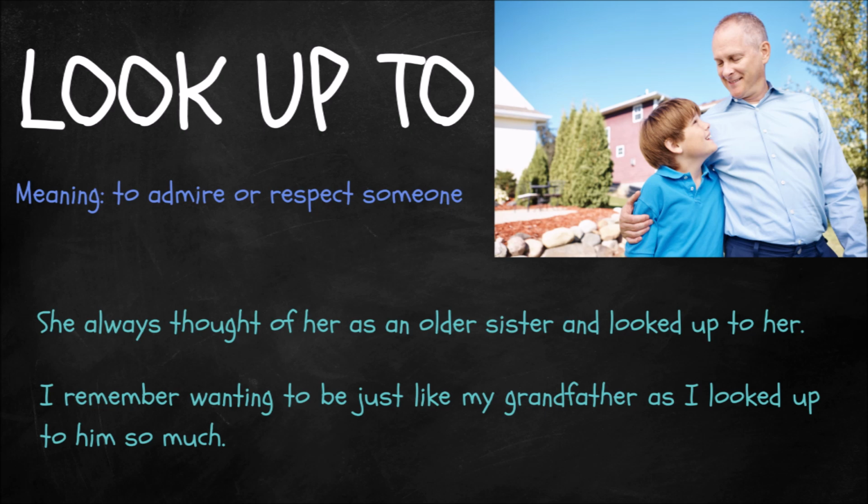She always thought of her as an older sister and looked up to her. Okay, she admired her, she respected her, she idolized her even. She wanted to be just like her. Another example, I remember wanting to be just like my grandfather as I looked up to him so much. Okay, similar again. You admired or respected that person in a particularly strong way. Okay, this next phrasal verb.